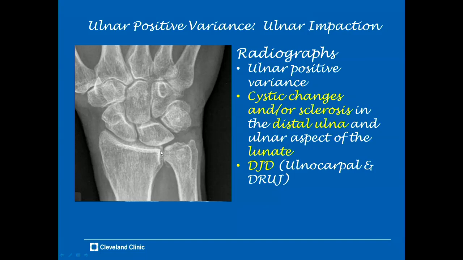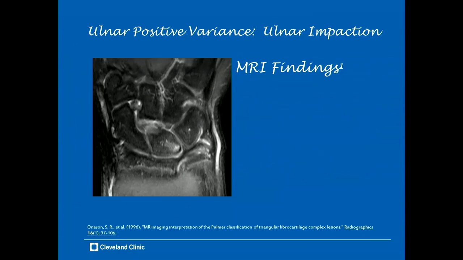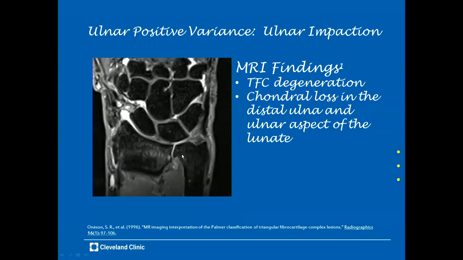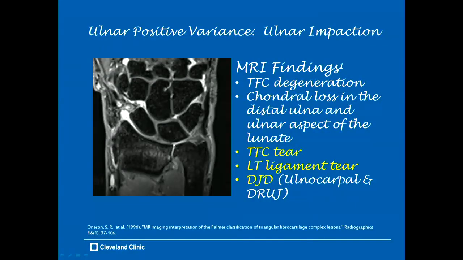On MRI, we see similar findings. Early in the disease, what we see is degeneration of the triangular fibrocartilage that lies in between these structures, as well as chondral loss in the distal ulna and lunate, as seen in this case with edema here in the lunate. In more advanced cases, there can be a tear of the TFC, as shown here, and also a tear of the lunotriquetral ligament and development of degenerative arthritis of the ulnocarpal as well as the distal radioulnar joints.